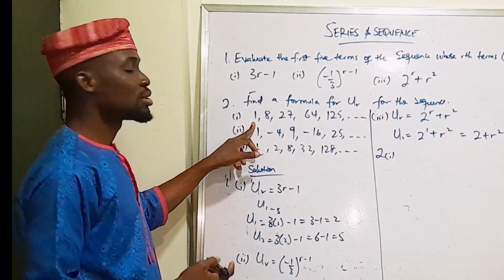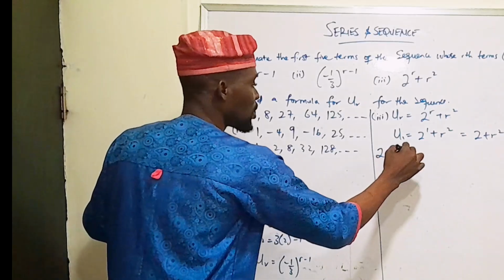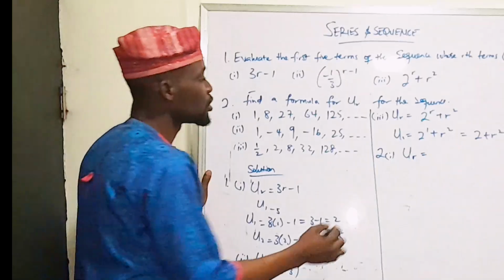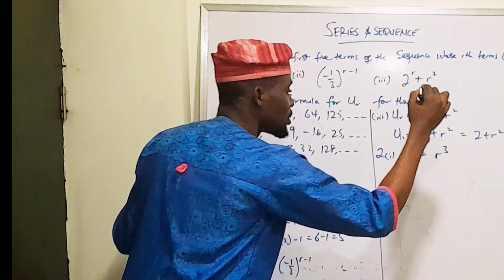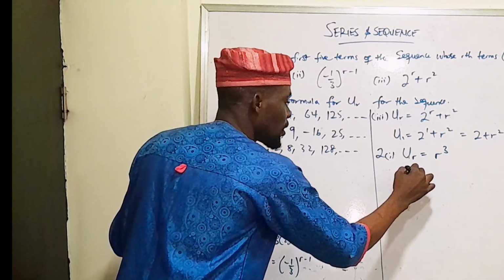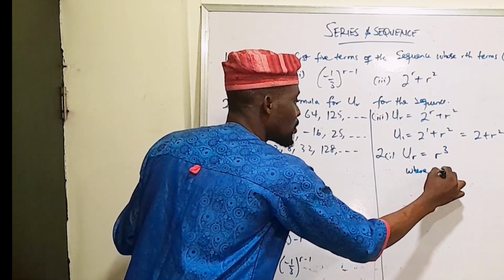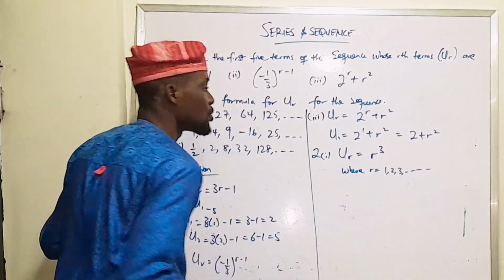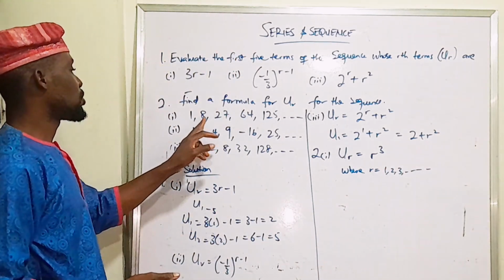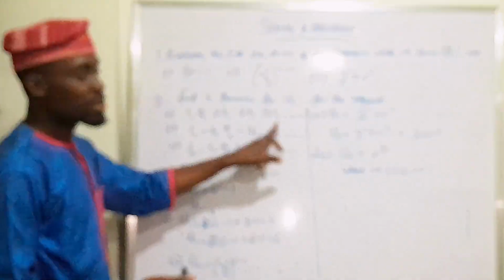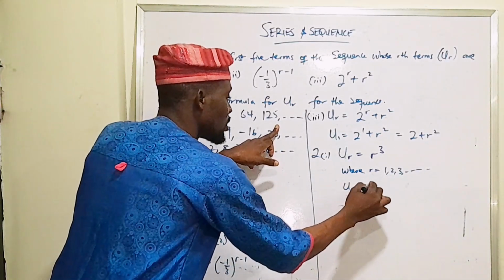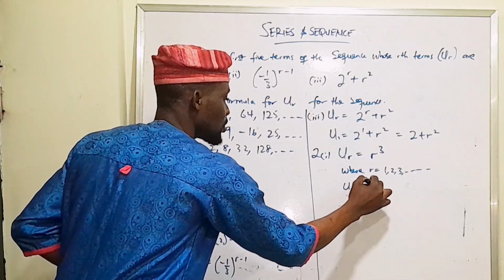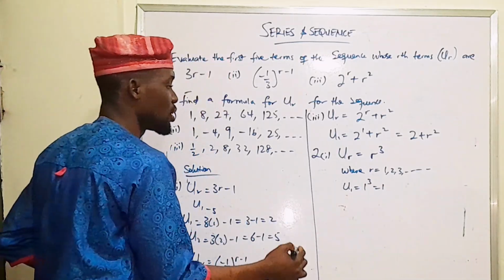Now, at this point, what will I assume my Ur for number 1 question to be? I would assume my Ur for number 1 to be r raised to the power 3, where r must only start from 1, 2, 3, and so on. I have 5 terms on board. Let's test. For U1, that becomes r cubed, and my first r here is 1. So 1 cubed gives me 1. U2.